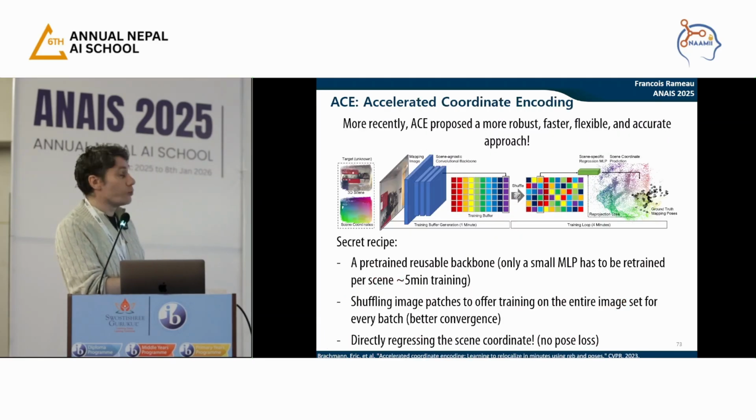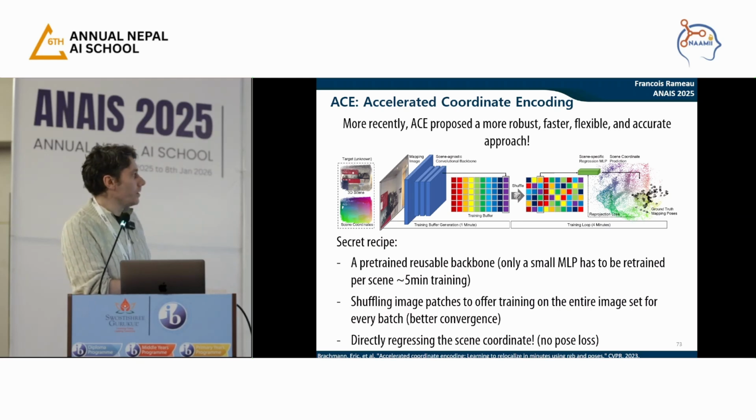Much more recently, in 2023, the same authors proposed something called ACE. And this thing is super cool. It stands for Accelerated Coordinate Encoding. What they did is train a backbone on so many images, and this thing is frozen. Then when they do their training, they do multiple things here. For each patch, you will have one corresponding feature.